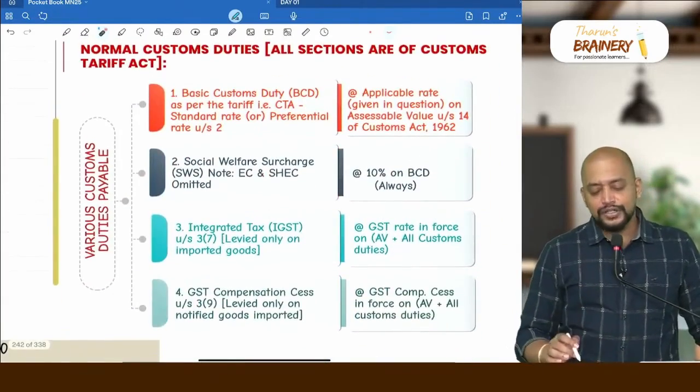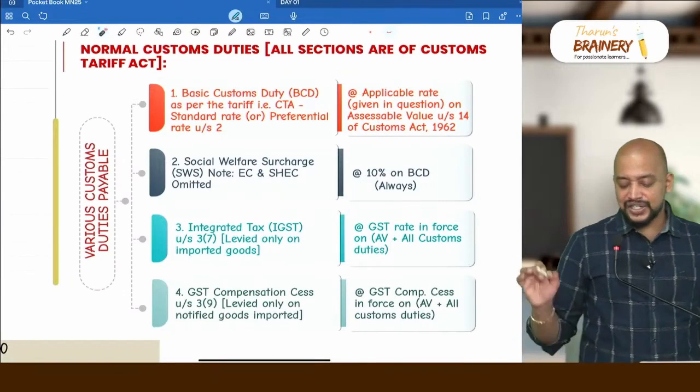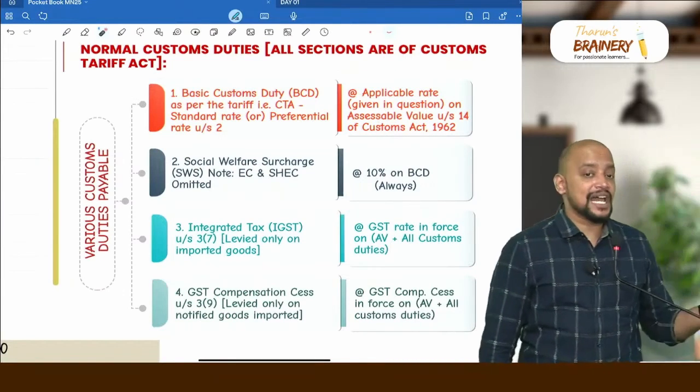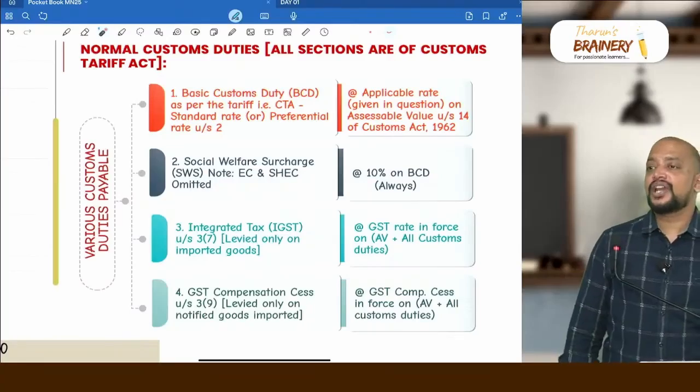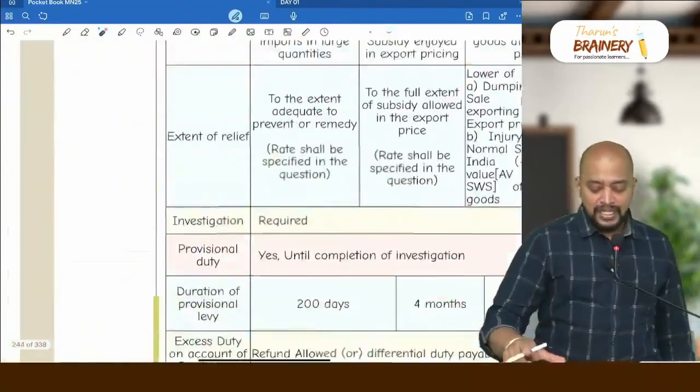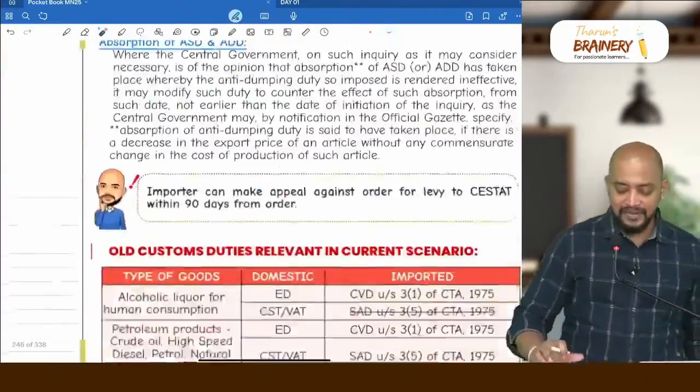Next, what are the various customs duties? All the sections which we are referring to are of the Customs Tariff Act in this chapter, except section 19, which is articles liable to different rates. Let's complete that and we will come back to this.